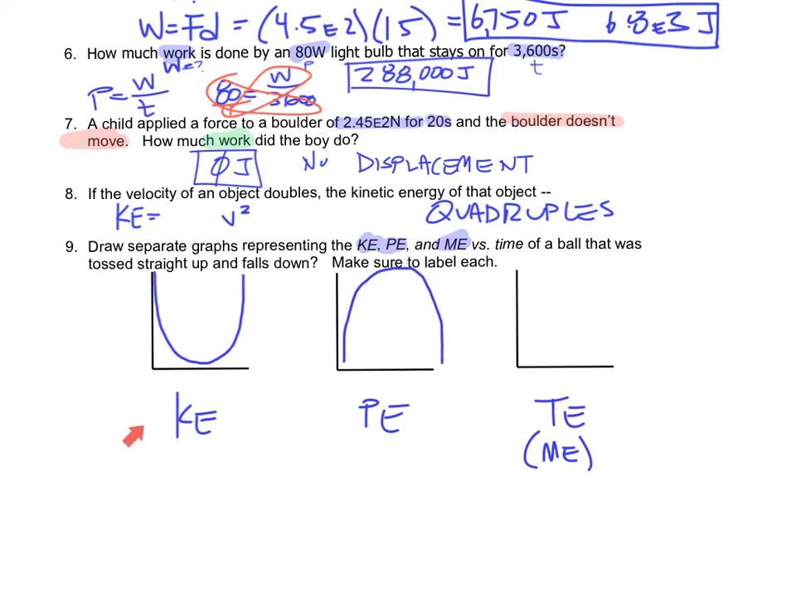Now, as a result of kinetic energy and potential energy being inversely related, that allows my total energy or my mechanical energy to remain constant. So the constant graph is going to look like a straight line, and this straight line is going to be at the very top because my kinetic plus my potential equal mechanical energy.